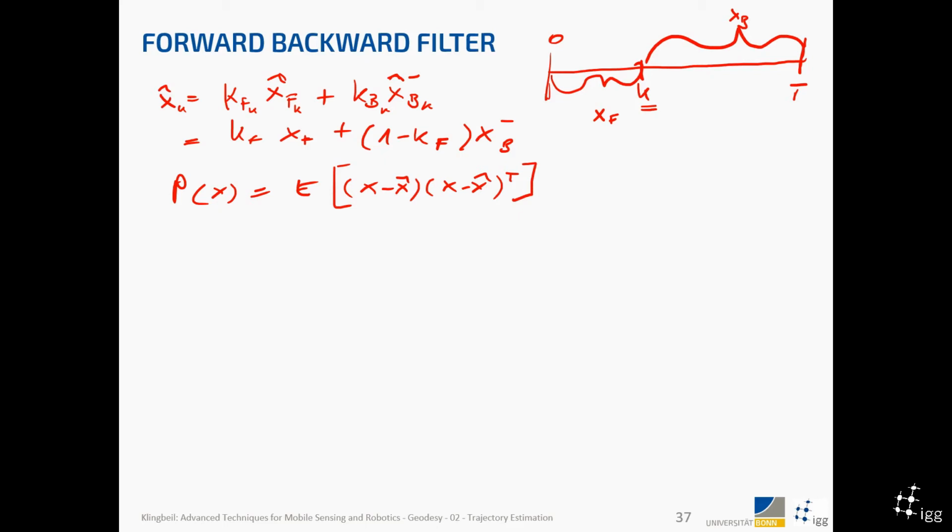is the expectation value of the covariance, and what we want to do is we want to minimize P, and if you minimize P, then the result is that KF is the predicted backward covariance divided by the forward covariance plus predicted backward covariance, and the factor for the backward estimate is according to this.